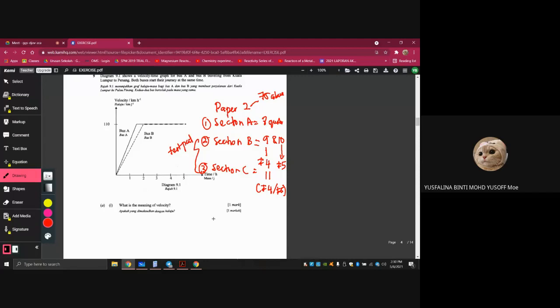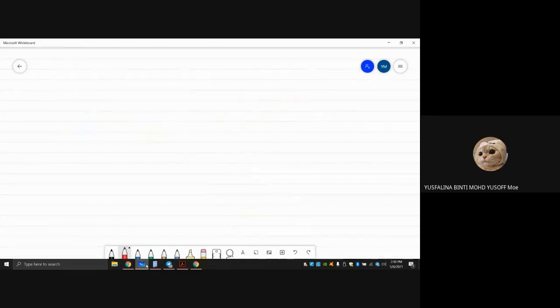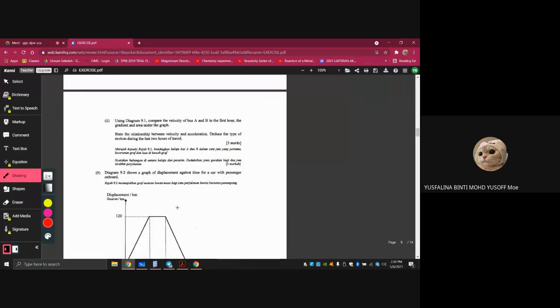So let's say this is your test pack. How do you want to answer? You put 9A1. What does it mean by velocity? You put the answer: rate of change of displacement. That is the answer for this one, because we already discussed it just now. Now you have to start to compare.